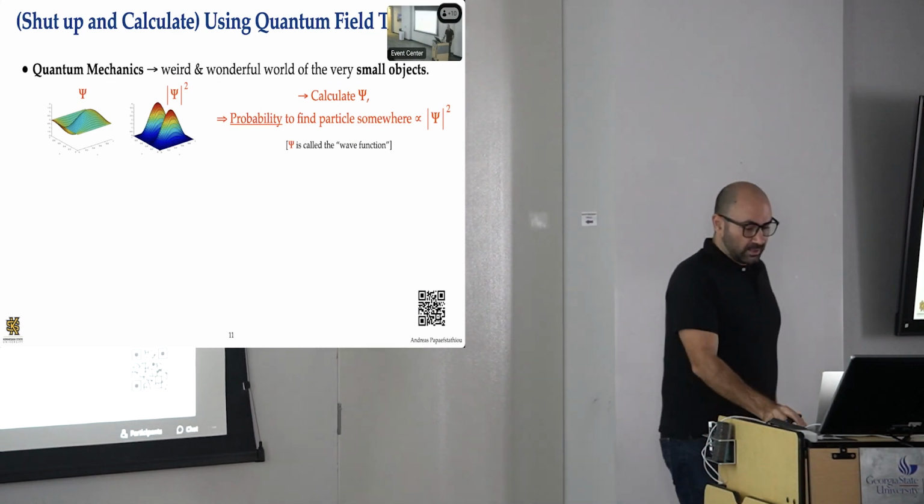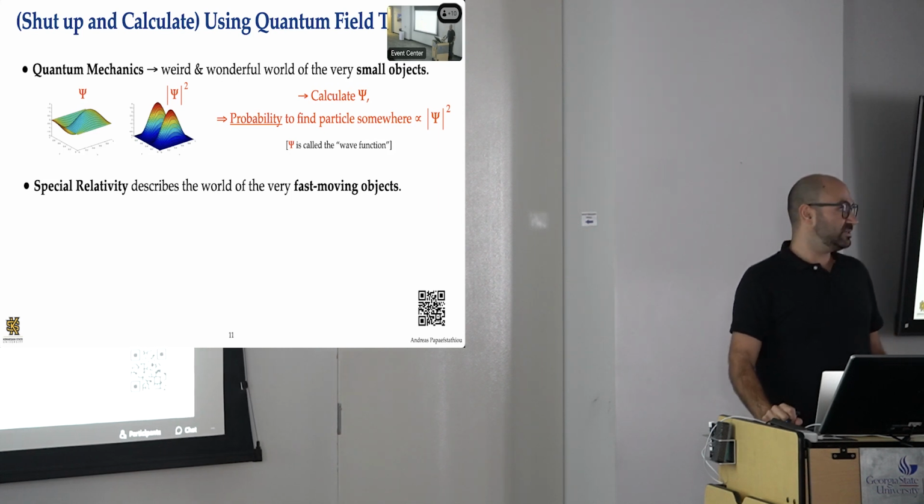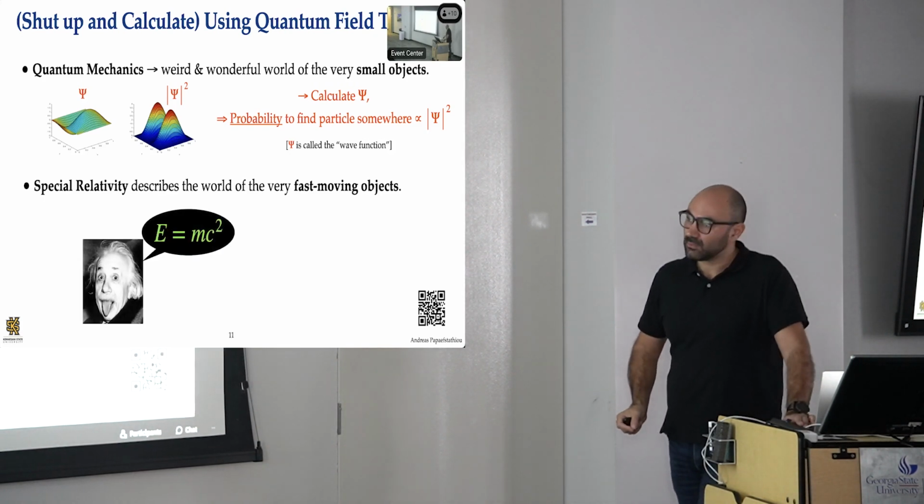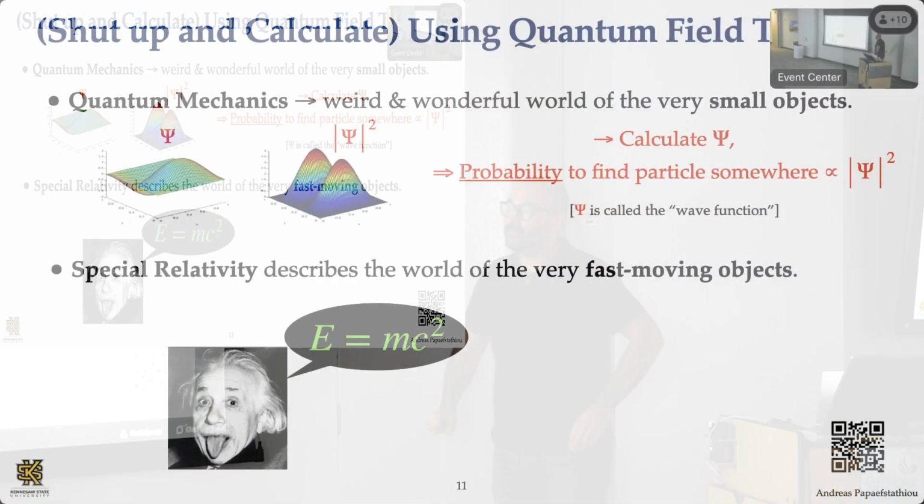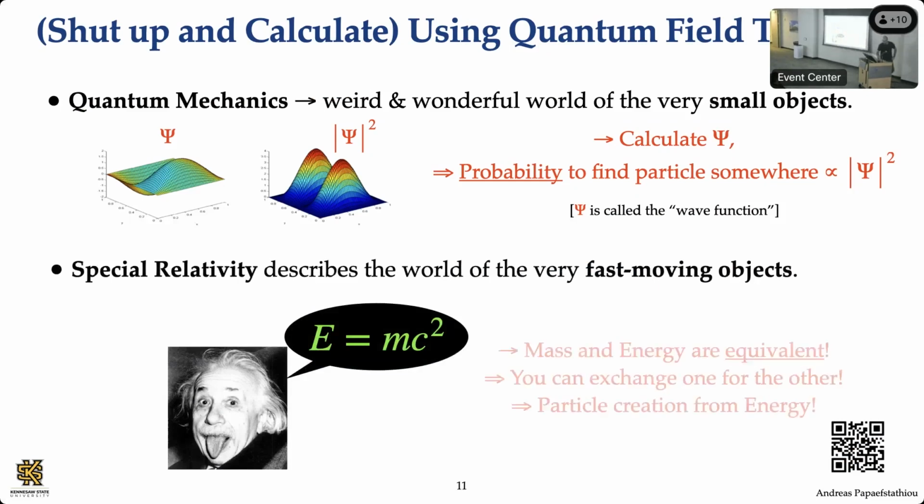Okay. The other part of quantum field theory is special relativity, and that is the theory of very fast moving objects. And we all know, even non-physicists know this equation, the energy and mass equivalent. So what does it tell us? It tells us that mass and energy are equivalent, and what does that mean? It means you can convert energy into mass, but what does that mean in terms of particles? It means you can create particles and annihilate particles. So you can create particles from energy.